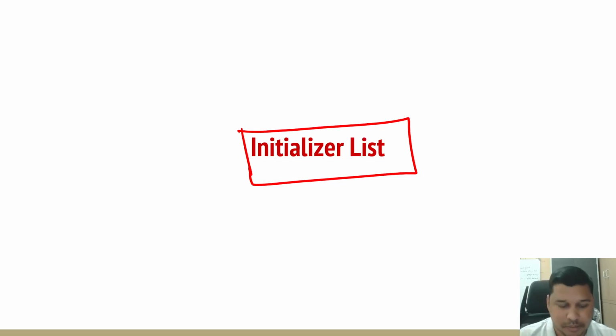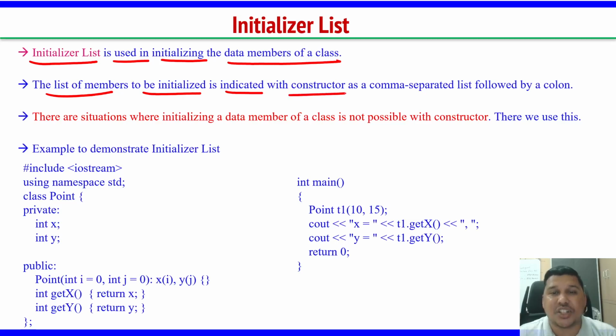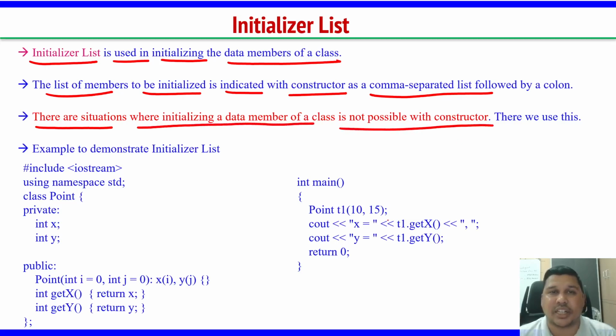How it does this, let us see. Let us see some points about it. Initializer list is used in initializing the data members of a class. The list of members to be initialized is indicated with the constructor as a comma separated list. See the important point. There are some situations where initializing a data member of a class is not possible with a constructor. In that situation, we will be using the approach of initializer list.